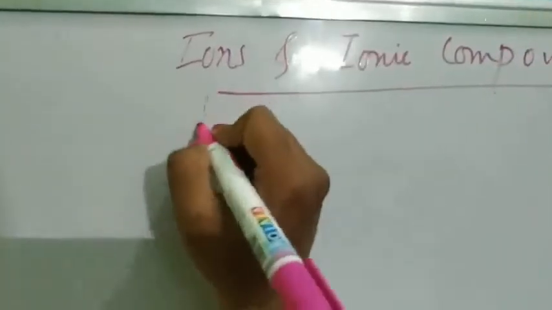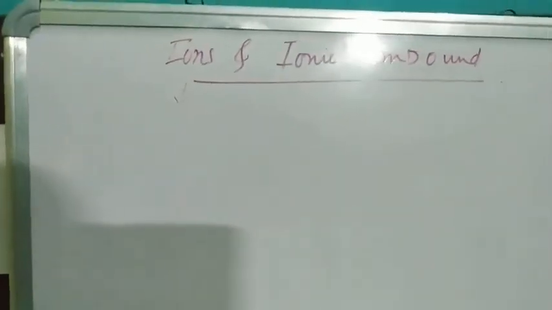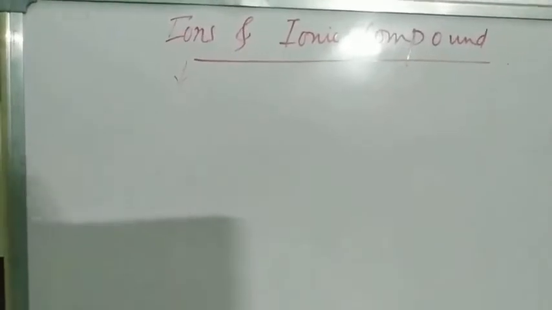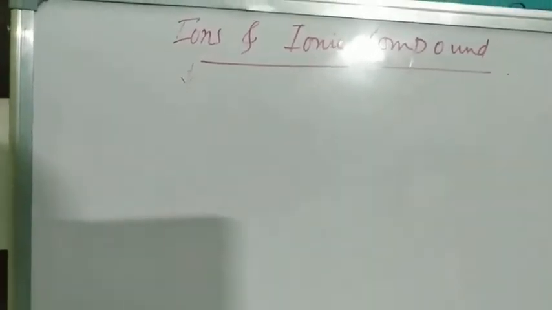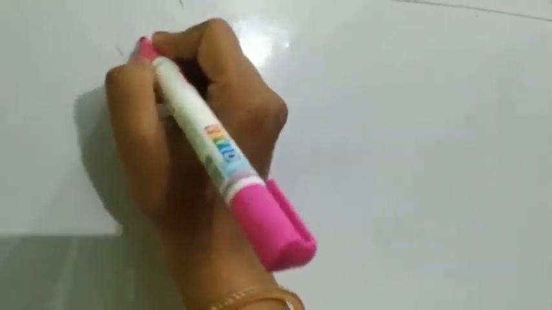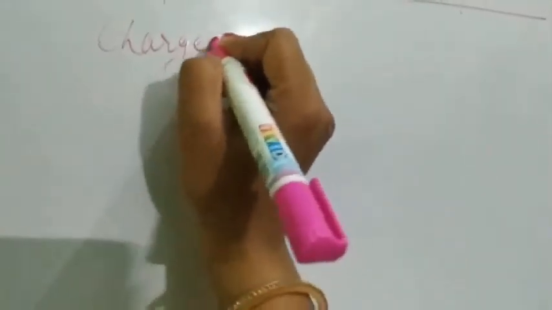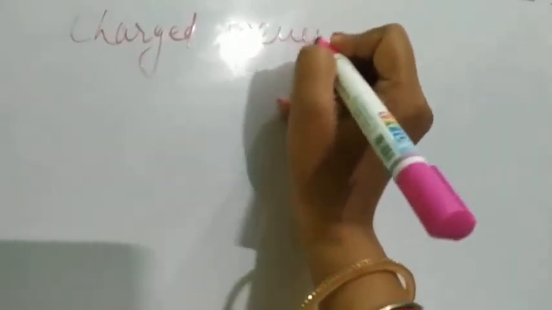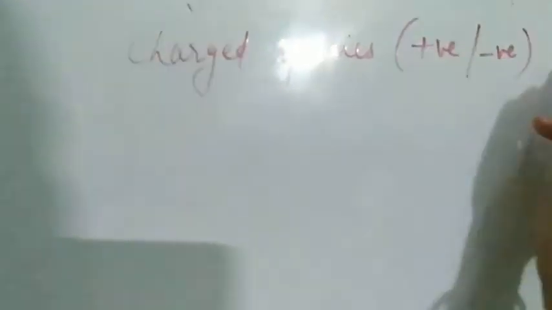First of all, we will see what is an ion. So when we say ion, what is an ion? Ion is basically a charged species, obtained when an atom loses or gains electron. So ions are basically charged species. It can be positive or it can be negative. Alright, so we will discuss how an ion is formed.